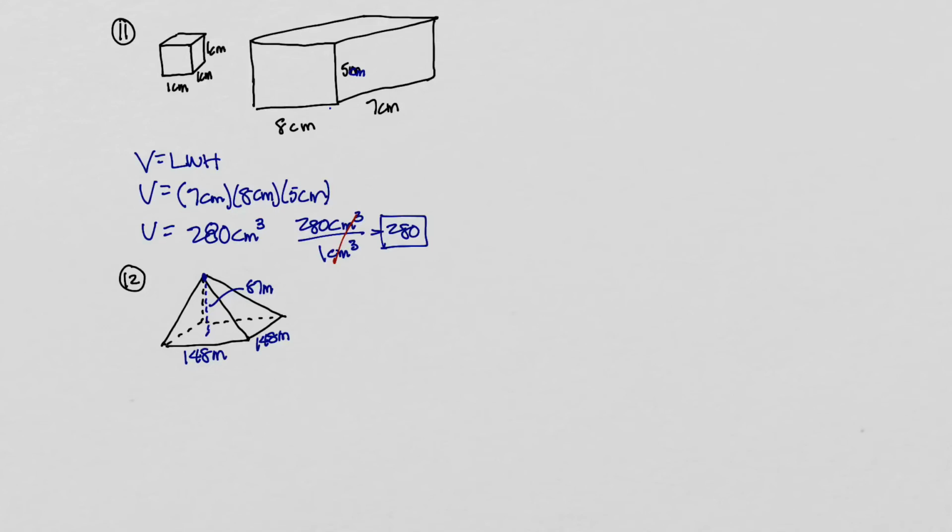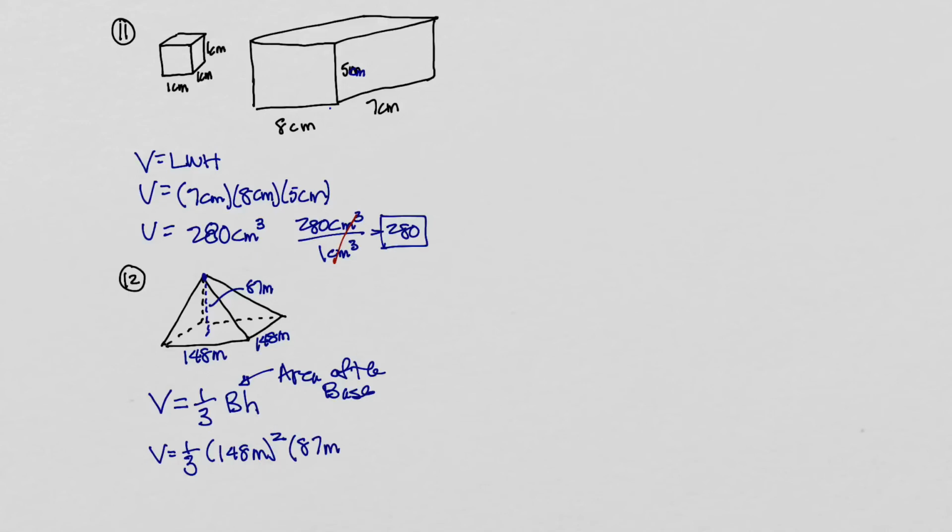Now we have a formula for the volume of a pyramid. The volume of a pyramid is equal to 1/3 BH, where this B right here, that's the area of the base. So we know this. The volume is equal to 1/3. Now look at the base. We're told the base is a square, so it's just this side times this side, or 148 meters squared, right? Length times width, they're the same, times the height.